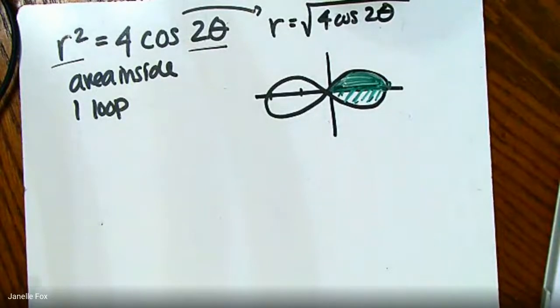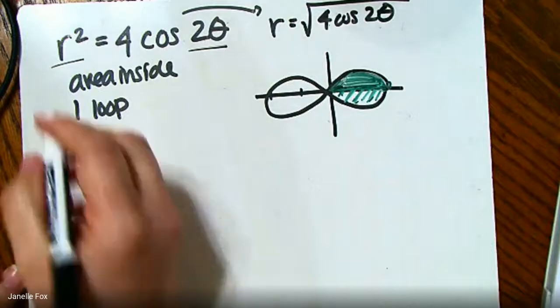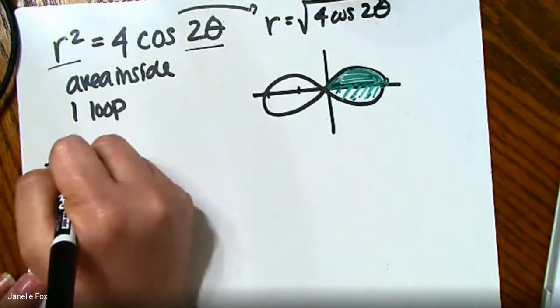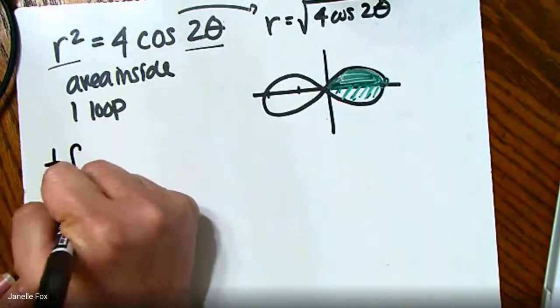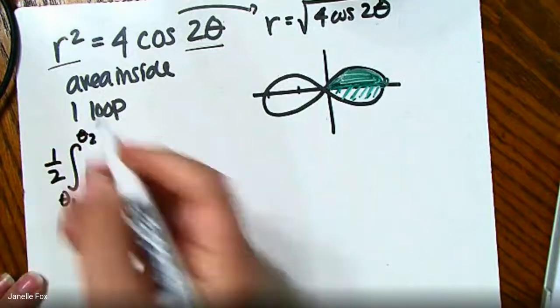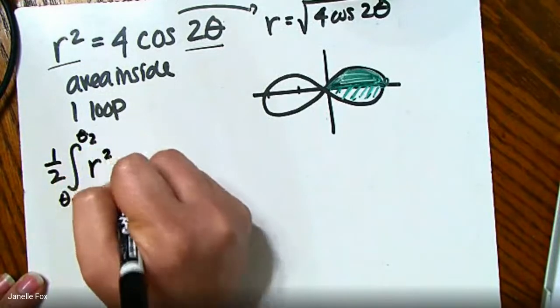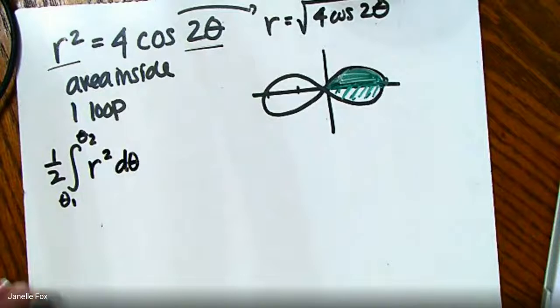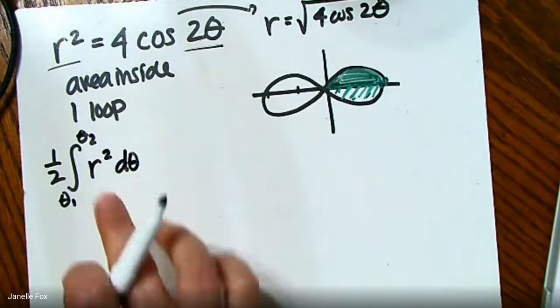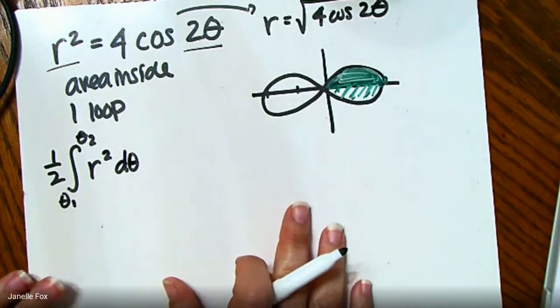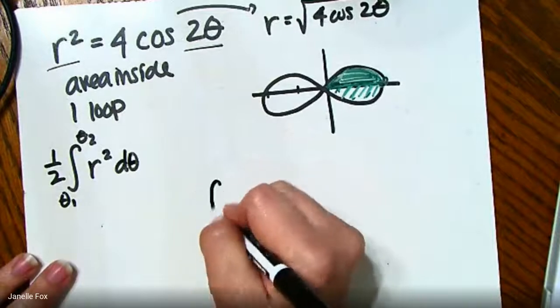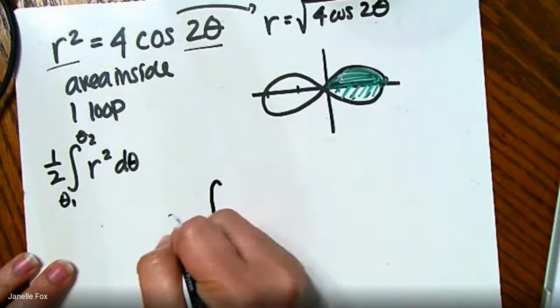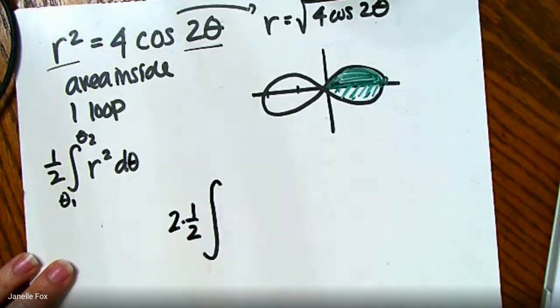So we learned, I think in yesterday's lesson, that the formula is 1/2 the integral. You pick your 2 theta values, theta 1 and theta 2, or alpha and beta. You do the r squared, and then you do d theta. And that's exactly what we're going to do for this guy. So I'm going to do the integral, and again I'm going to double my 1/2. Just going to make that easy.